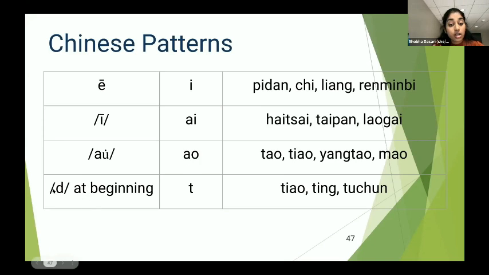And then the duh sound at the beginning of words in Chinese, or even the beginning of syllables sometimes, which you might have just heard with some of the words I said here: diao, ding, and then I think this is zukun or something. But that T sound will be pronounced like a D. That's something to watch out for in Chinese words, because it can sometimes be really tricky: it sounds like a D, but it's spelled like a T at the beginning of words.